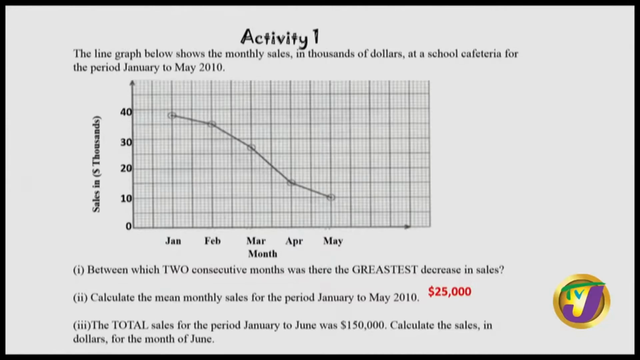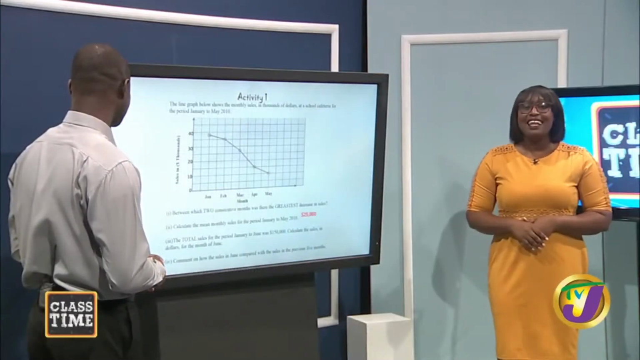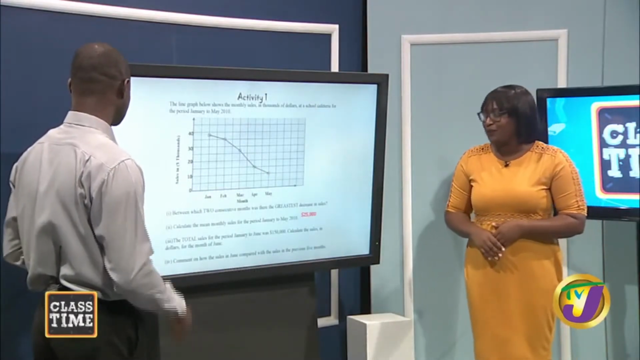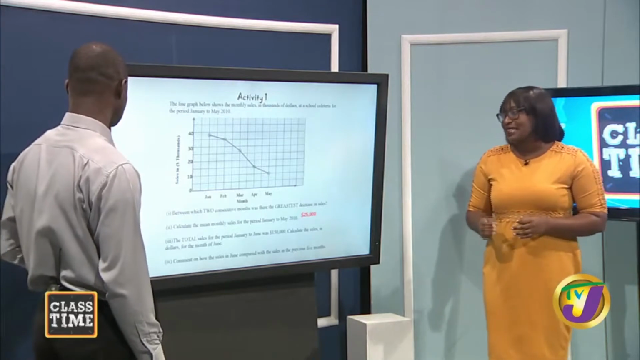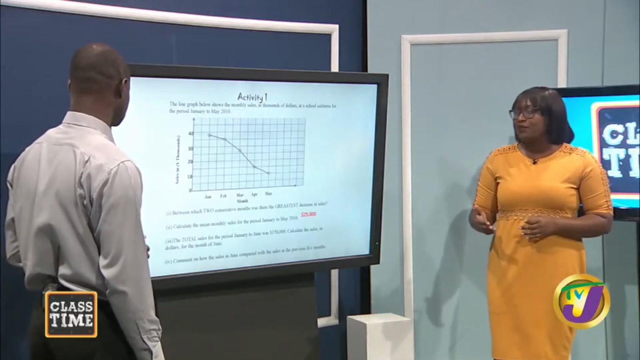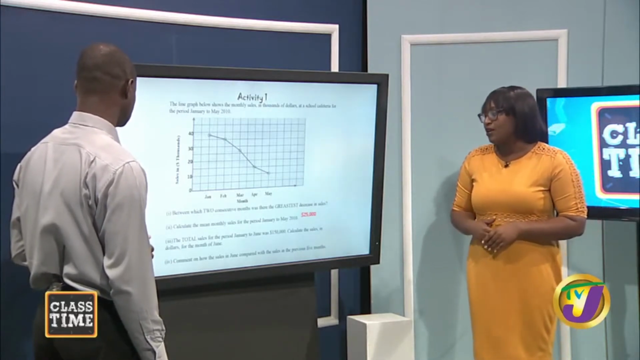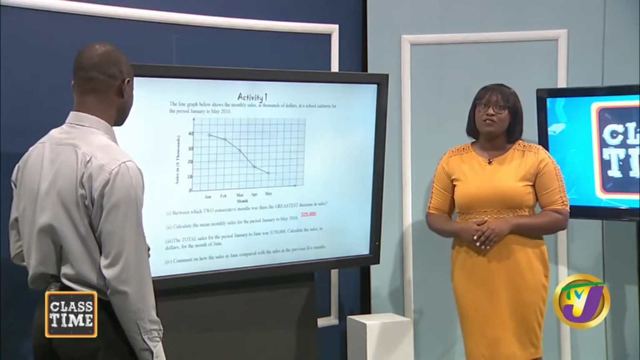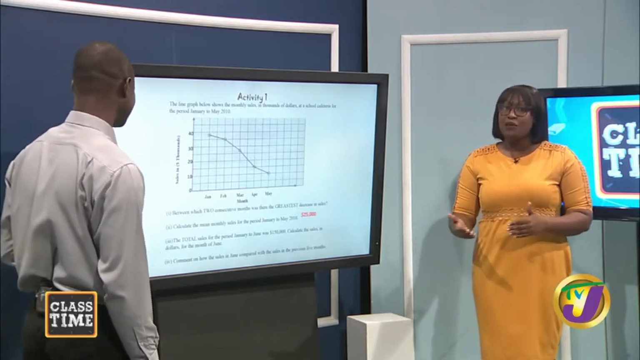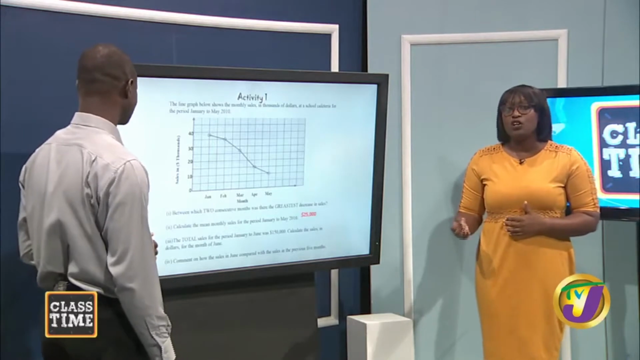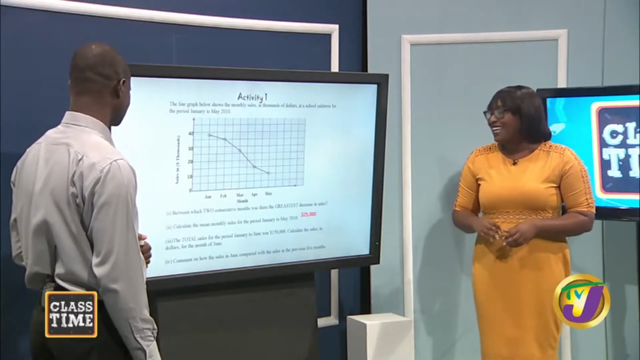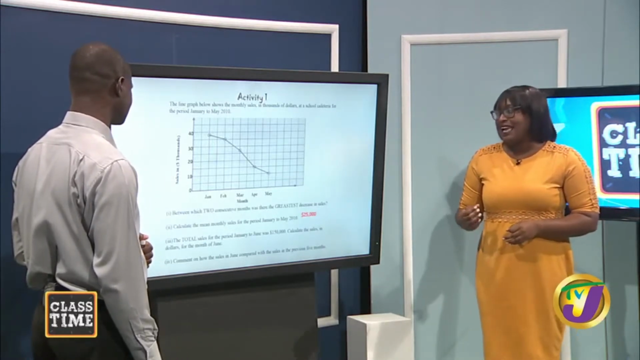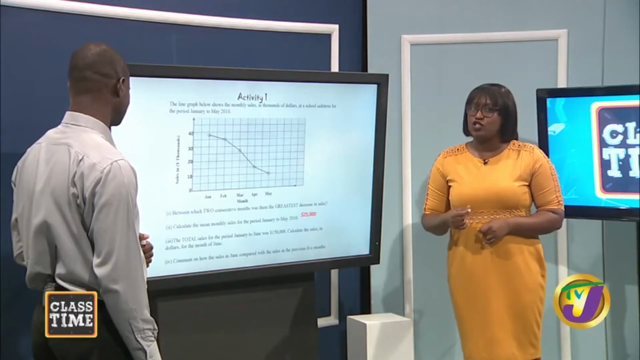I hope you guys got that at home, right? So you got that 25,000. Let's look at the third question now. So the total sales for the period January to June was $150,000. So from January to June, it is $150,000. Calculate the sales in dollars for the month of June.